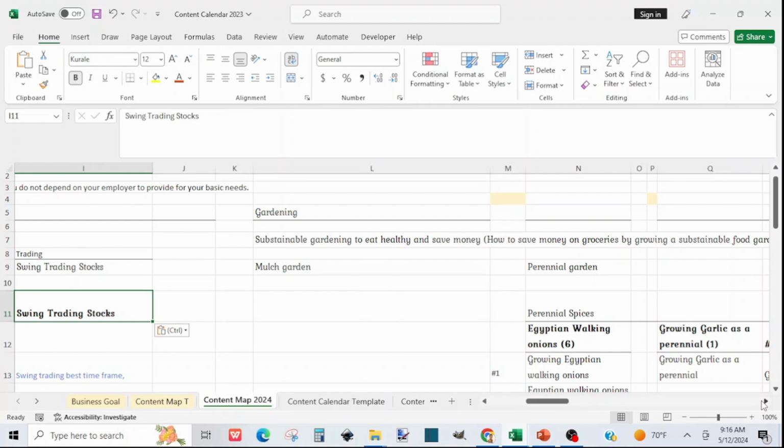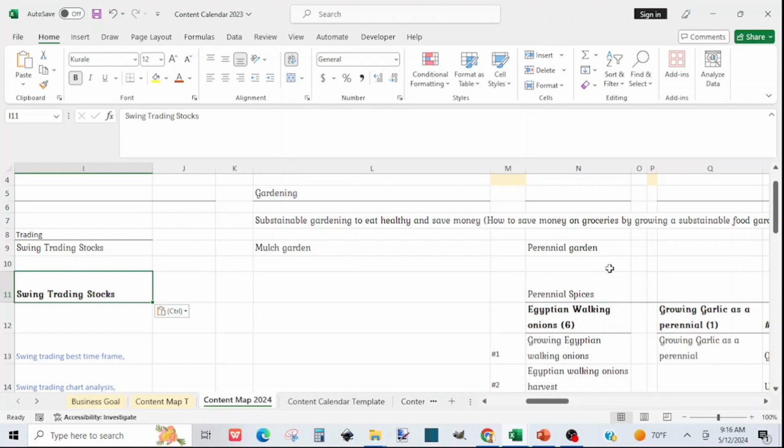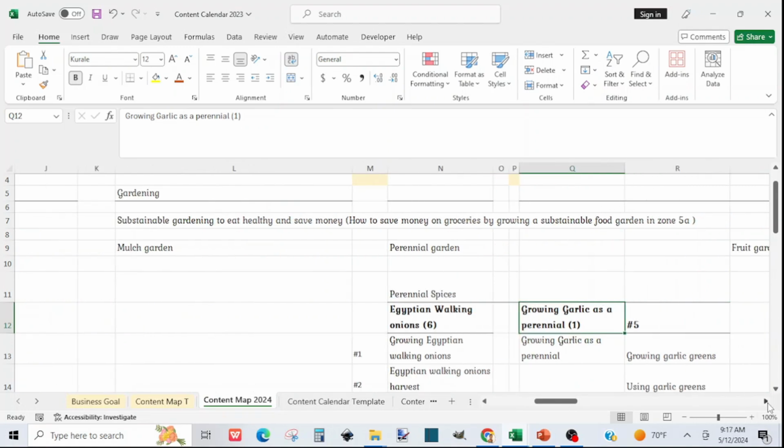Looking at the gardening session, for instance, I know that people ask me questions regarding Egyptian onion. So the topic is perennial gardening, and I selected perennial spices as the subtopic for the year, and underneath that I chose Egyptian walking onion and garlic, growing garlic as a perennial, as content under gardening. In fact, under growing garlic as a perennial, I divided it in two to specifically focus on garlic growing. So I chose two topics under gardening. That means the 10 spots I have there will be divided in two between the two subtopics, if that makes sense.